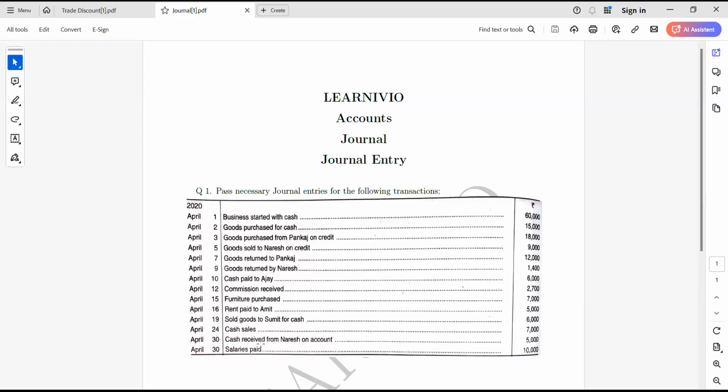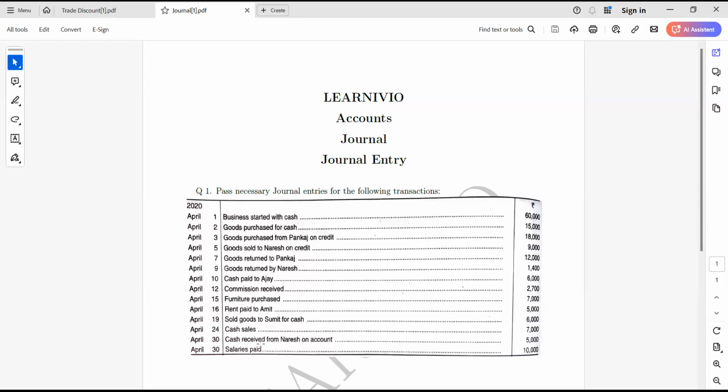The next one after that. Cash paid to Ajay. So cash is going, right? So it will be, I guess, wait. Cash paid to Ajay. So it will be cash account debit to Ajay account. Is it correct, sir?